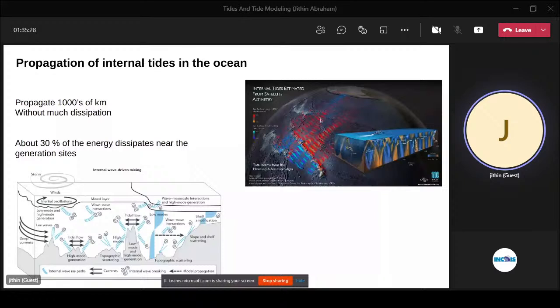So accurate modeling of these internal tides and their propagation is very important in numerical models, because it has significant effects on interior ocean mixing in the near field as well as away from the generation sites. It is estimated that about half of the internal wave mixing in the ocean is provided by tidally generated internal waves.